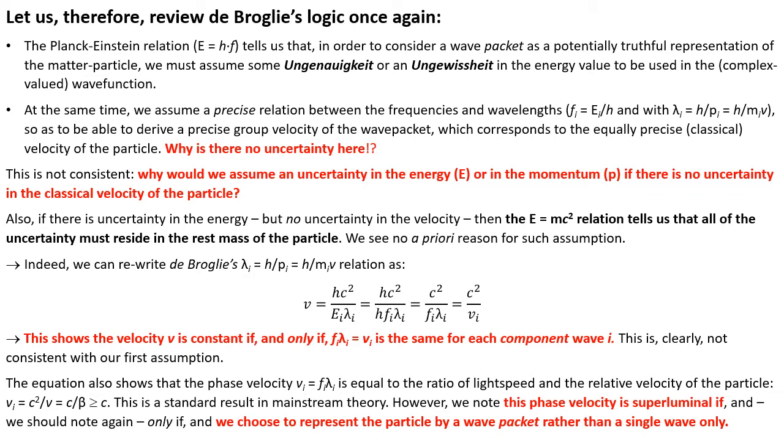Or rather, it's another problem besides that philosophical problem of having uncertainty in the energy or the rest mass. The concept of classical velocity breaks down, because depending on the component wave we're looking at, we get a different classical velocity. We do think of a particle as moving with some constant velocity in space. But that velocity v can only be constant if the product of the frequency and the wavelength of each of these component waves, so that's the velocity of our component waves, is the same for each component wave. But that's not consistent with our first assumption, where we said we need slightly different frequencies and slightly different wavelengths, and so it all breaks down.